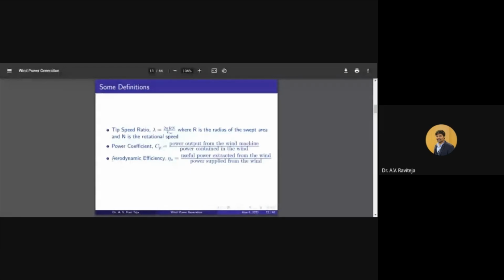And then aerodynamic efficiency. This is defined as useful power extracted from the wind divided by power supplied from the wind. So how much power we are able to extract at the end, that gives an estimate of aerodynamic efficiency.